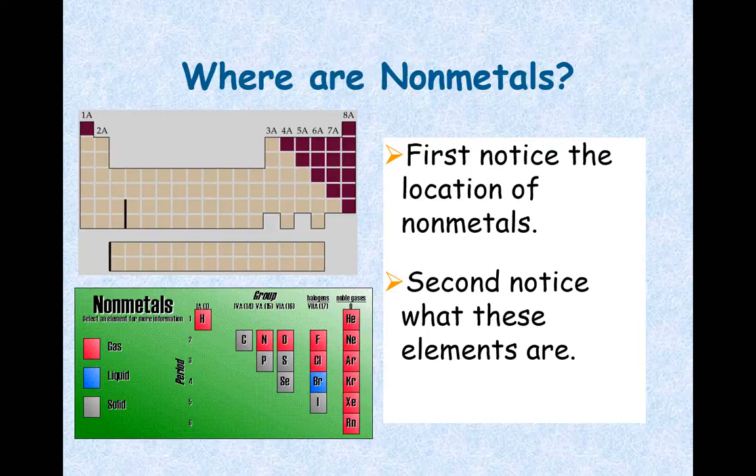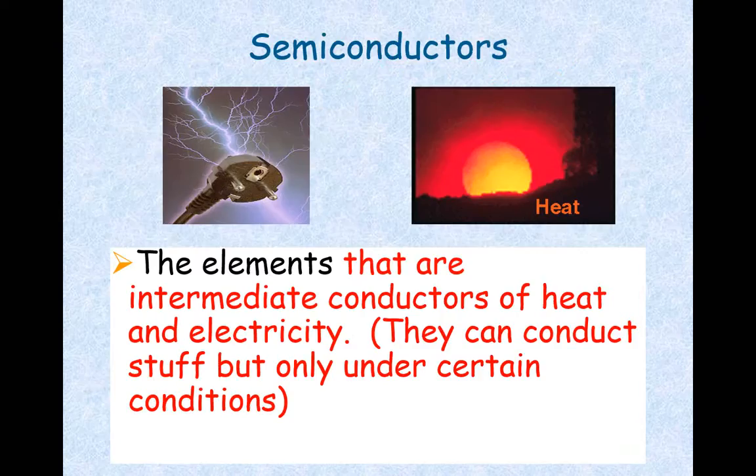So let's look at where they are. These ones here are characterized by being on the right-hand side of the periodic table. Then you have those that are in between, these semiconductors, the elements that are intermediate conductors of heat and electricity, or they can conduct heat and electricity or other things based on certain conditions.